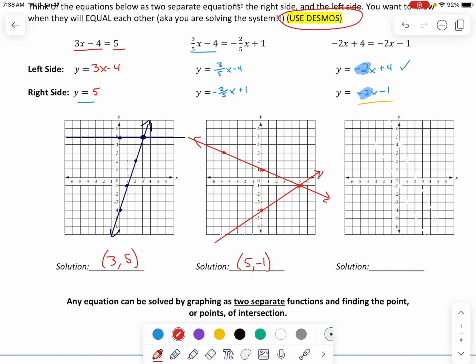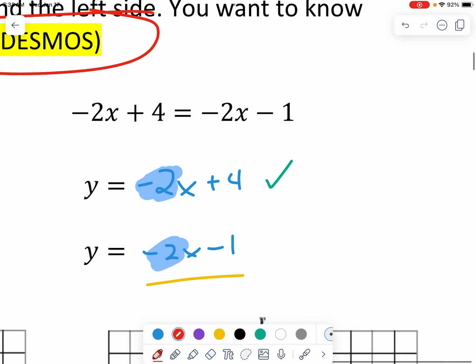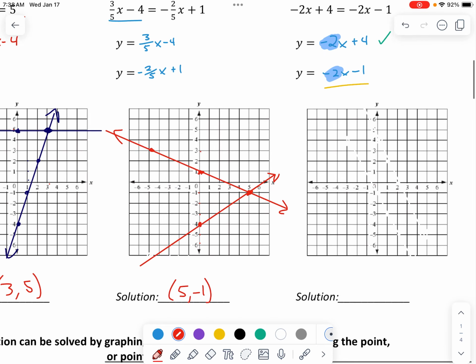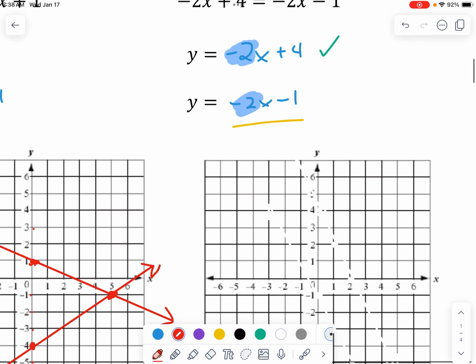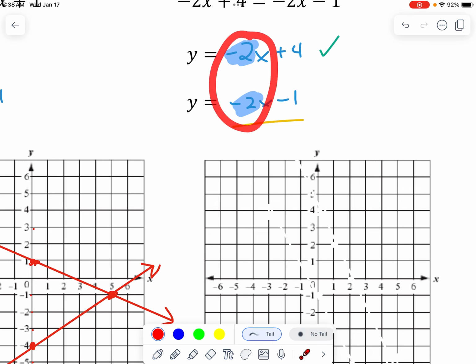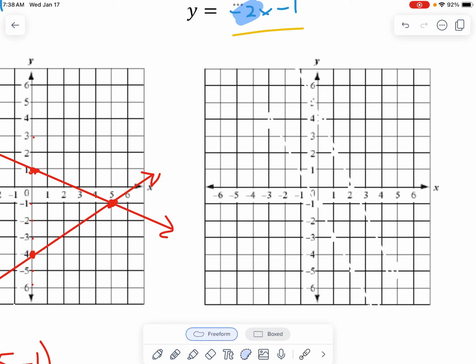All right, last one here on this type of problem, you're going to split it up once more. You've got negative 2x plus 4 and negative 2x minus 1. Split those up. And what you notice is that they both have the same slope. And since they have the same slope, that means that they're going to be parallel lines.